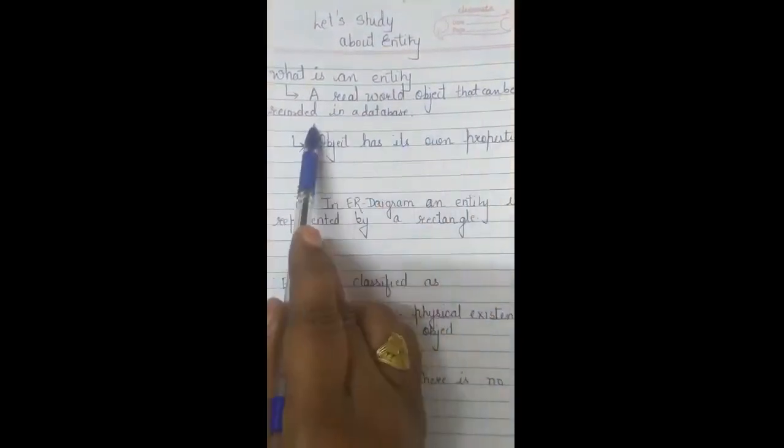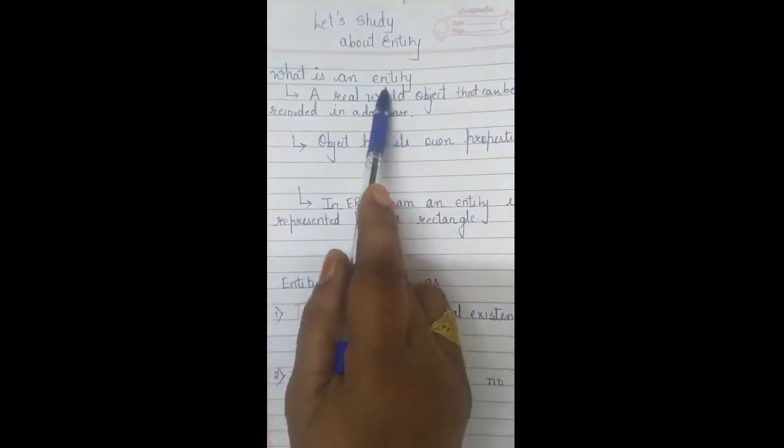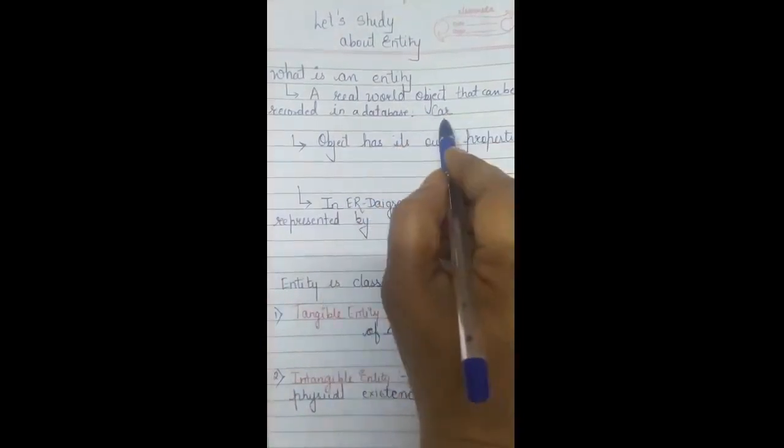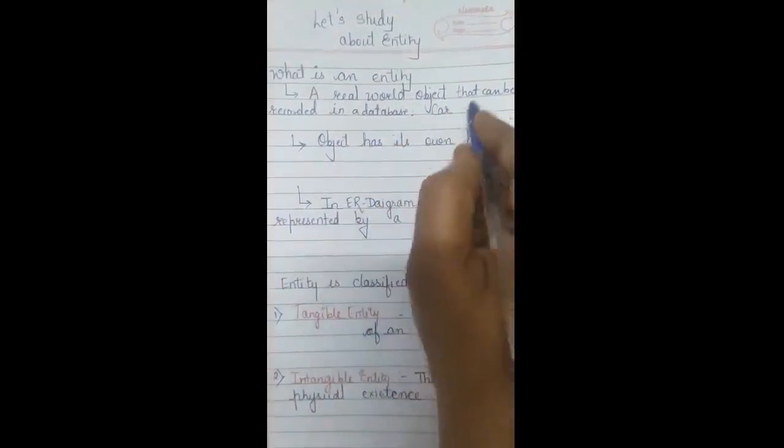In today's video, we are going to see about entity. So let's start studying what is an entity. So what is an entity? A real world object that can be recorded in a database is said to be an entity. What do you mean by real world object? An example for this we can take as car. Car is a real world object.